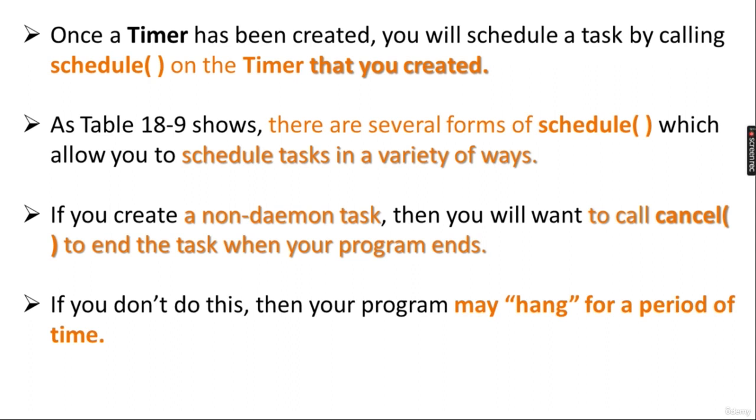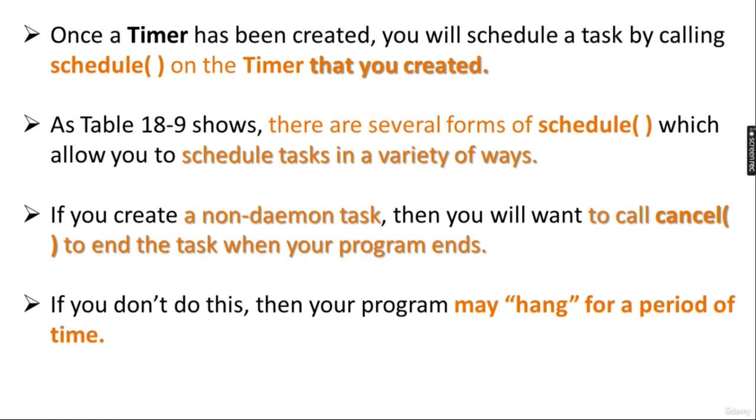Once a timer has been created, you schedule a task by calling schedule on the timer that you have created. Now we will see the table. There are several forms of the schedule method which allow you to schedule a task in a variety of ways. So scheduling a task is done by the schedule method. If you create a non-daemon task, then you will want to call cancel to end the task when your program ends. If you don't do this, then your program may hang for a period of time.